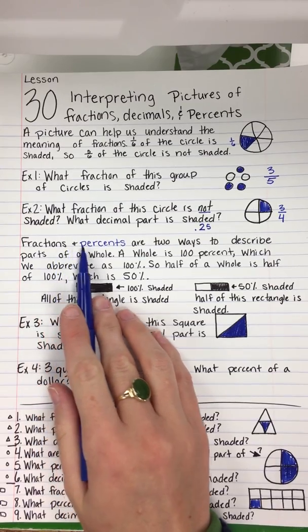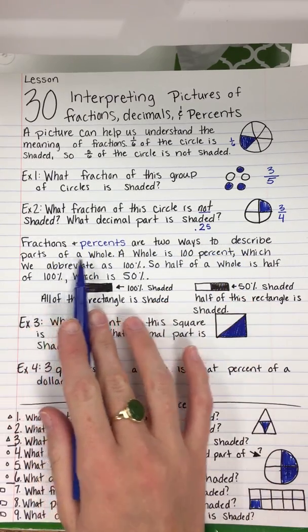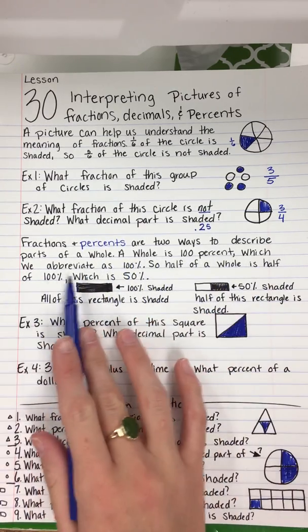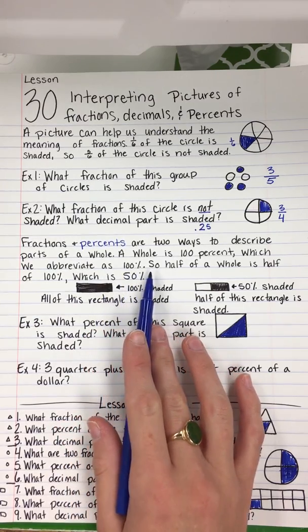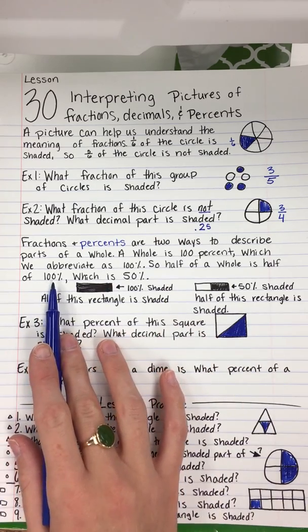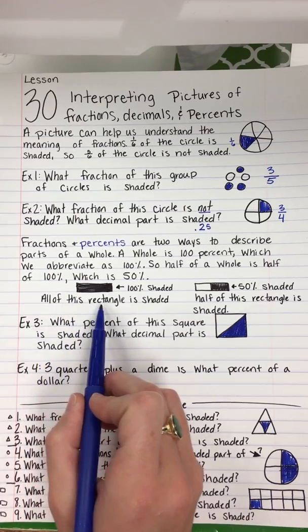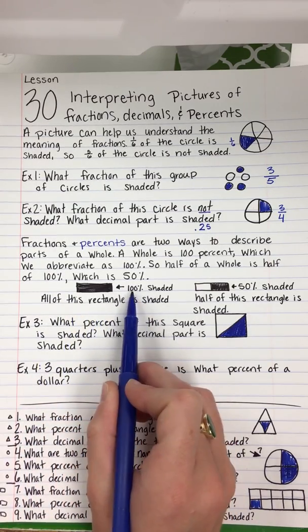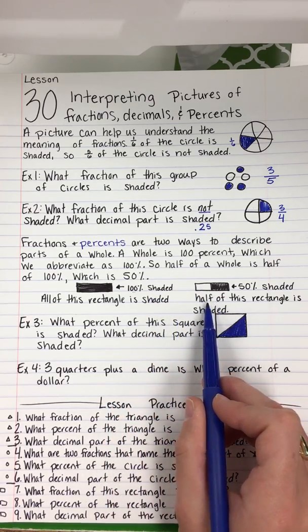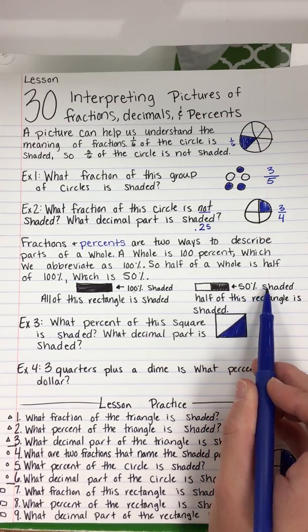It says fractions and percents are 2 ways to describe parts of a whole. A whole is 100%, which we abbreviate as 100%. So half of a whole is half of 100%, which is 50%. And here's an example. All of this rectangle is shaded, which means 100% is shaded. And half of this rectangle is shaded, so 50% of this rectangle is shaded.